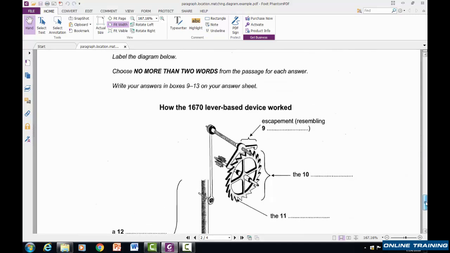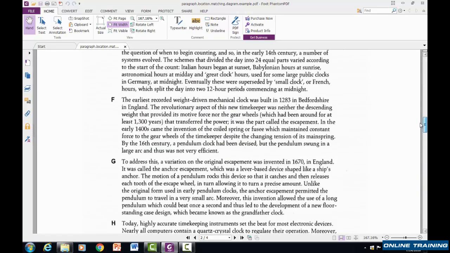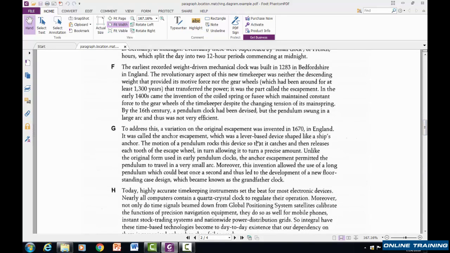Number 10 and 11, we can look at those together. Number 10, well, it looks like a circle. It looks like the wheel of a car. The motion of the pendulum rocks the device so that it catches and releases each tooth of the escape wheel. That's exactly what that looks like. It looks like a wheel, the escape wheel. And that other thing looks like a tooth. Tooth and wheel, they're together also. Tooth of the escape wheel.